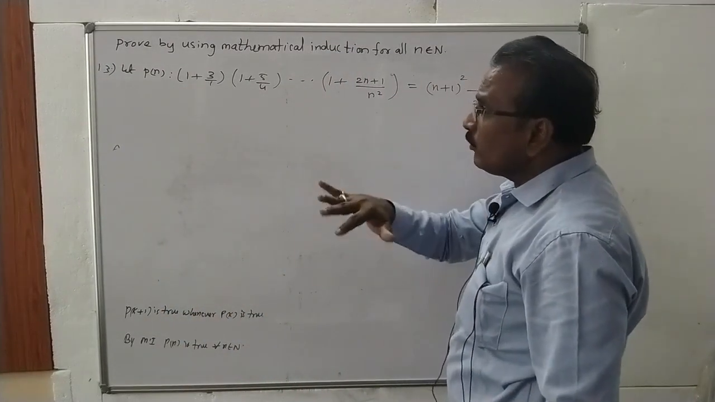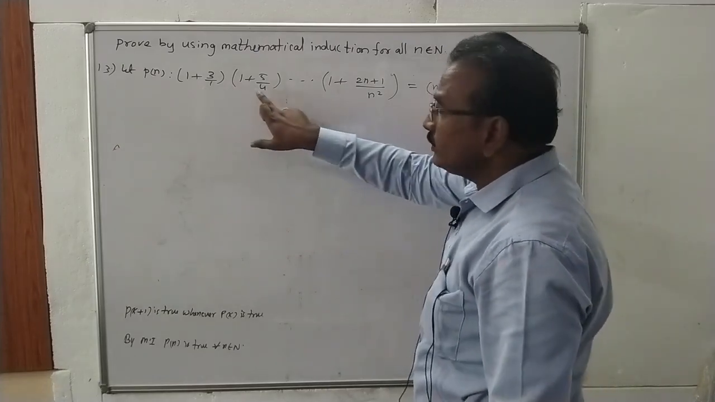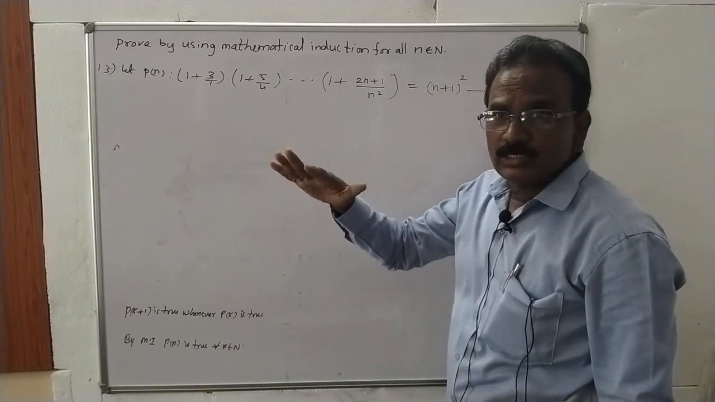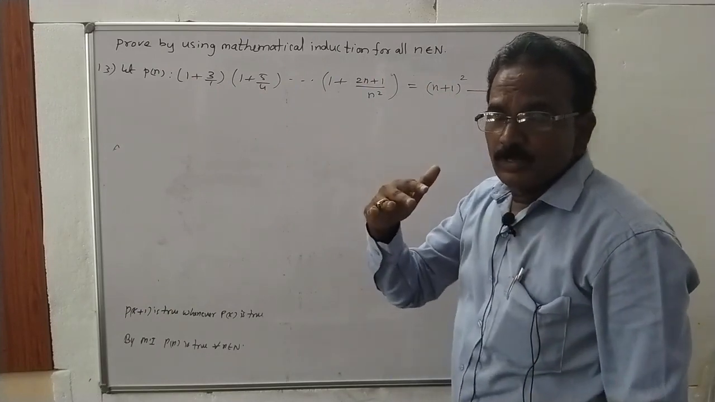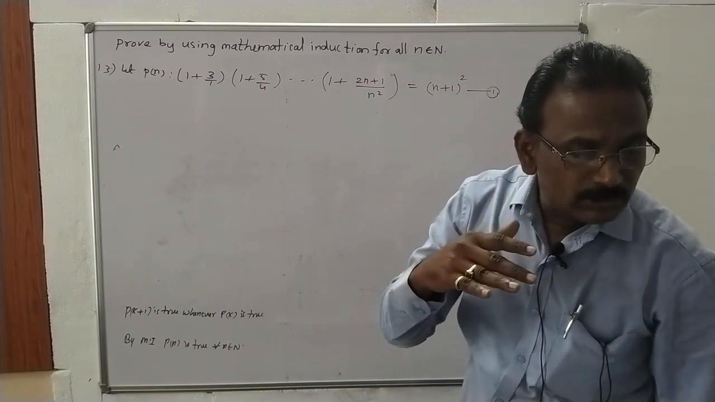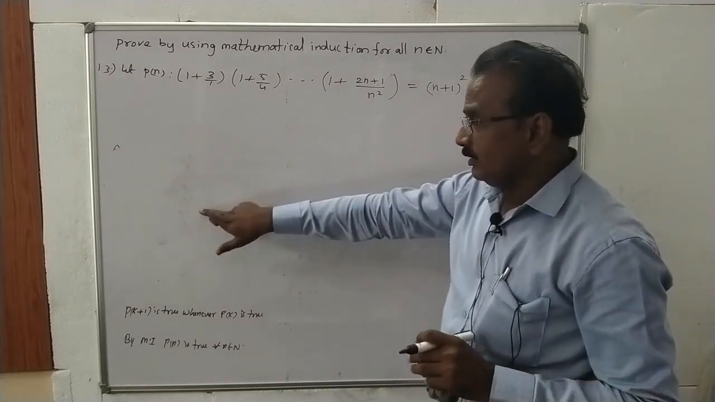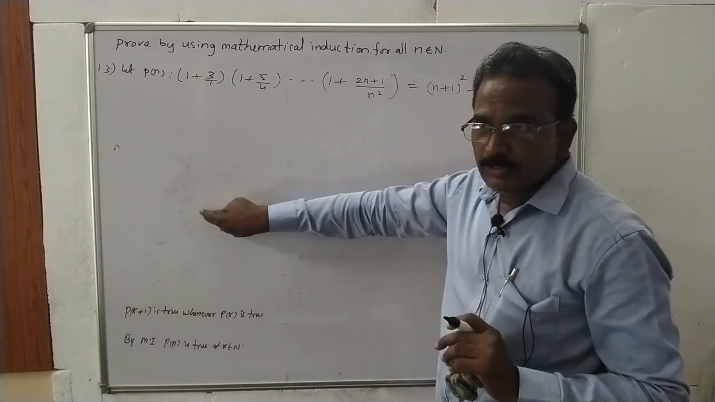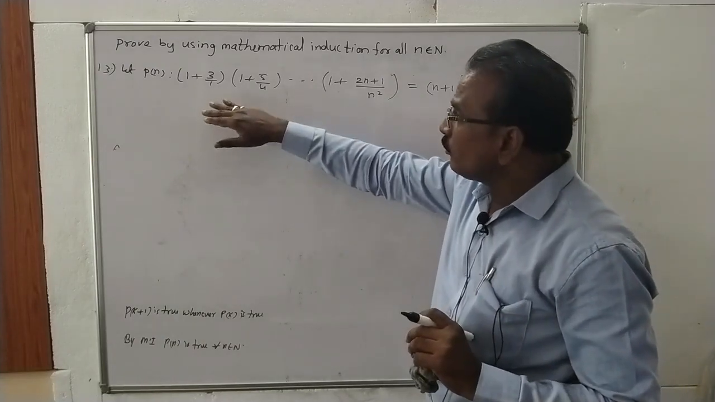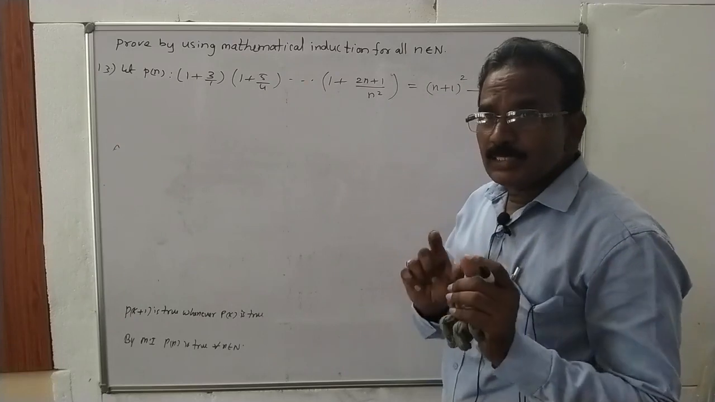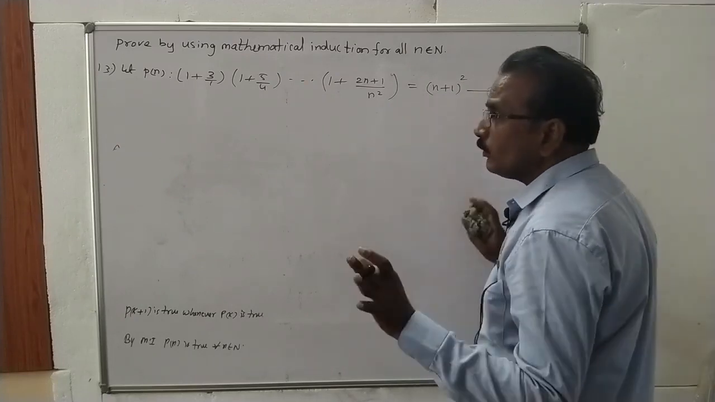But in 13th and 14th, it is first term into second term into ... nth term. That means here, the product of n terms is given in the LHS. But in the first 12 questions, the sum of the first n terms is given. That's why we add some term on both sides of the equation. But in the 13th and 14th, the product of n terms is given. That's why we multiply some term on both sides. That is the only difference.